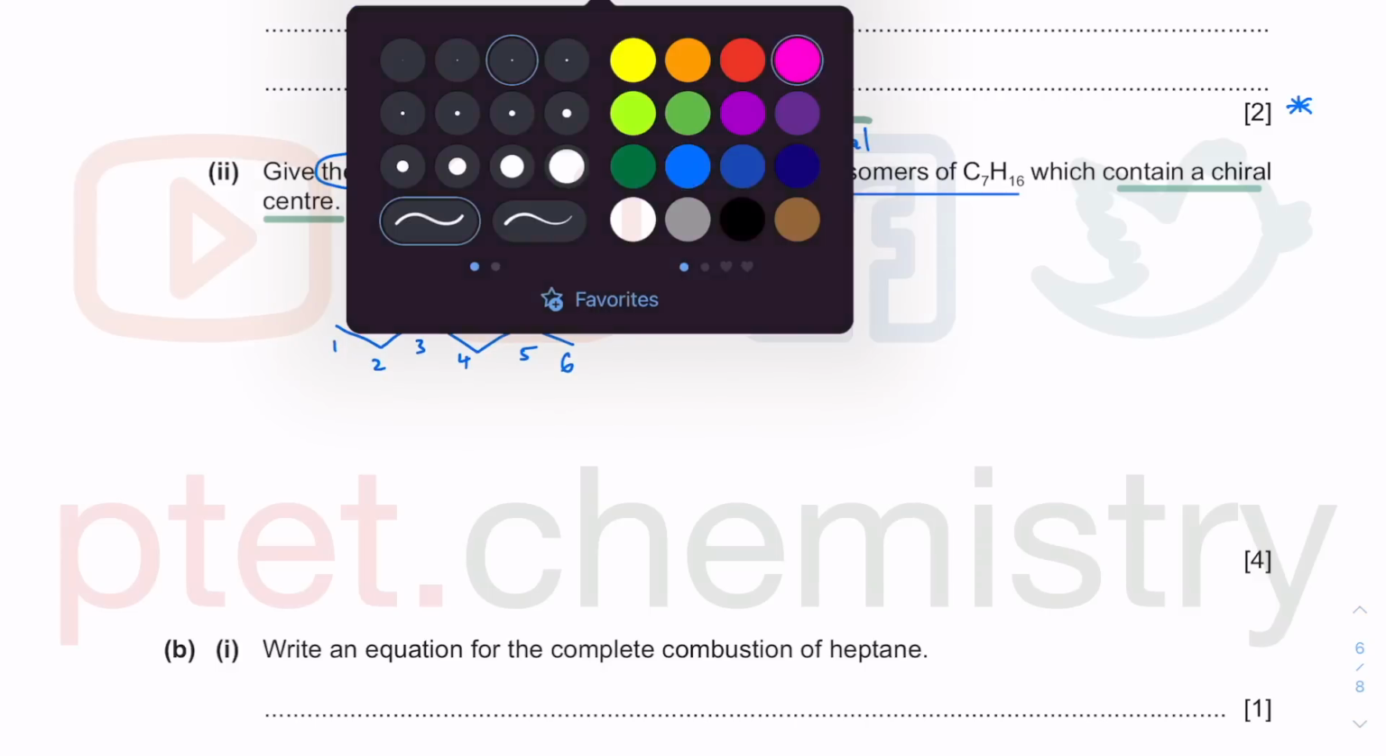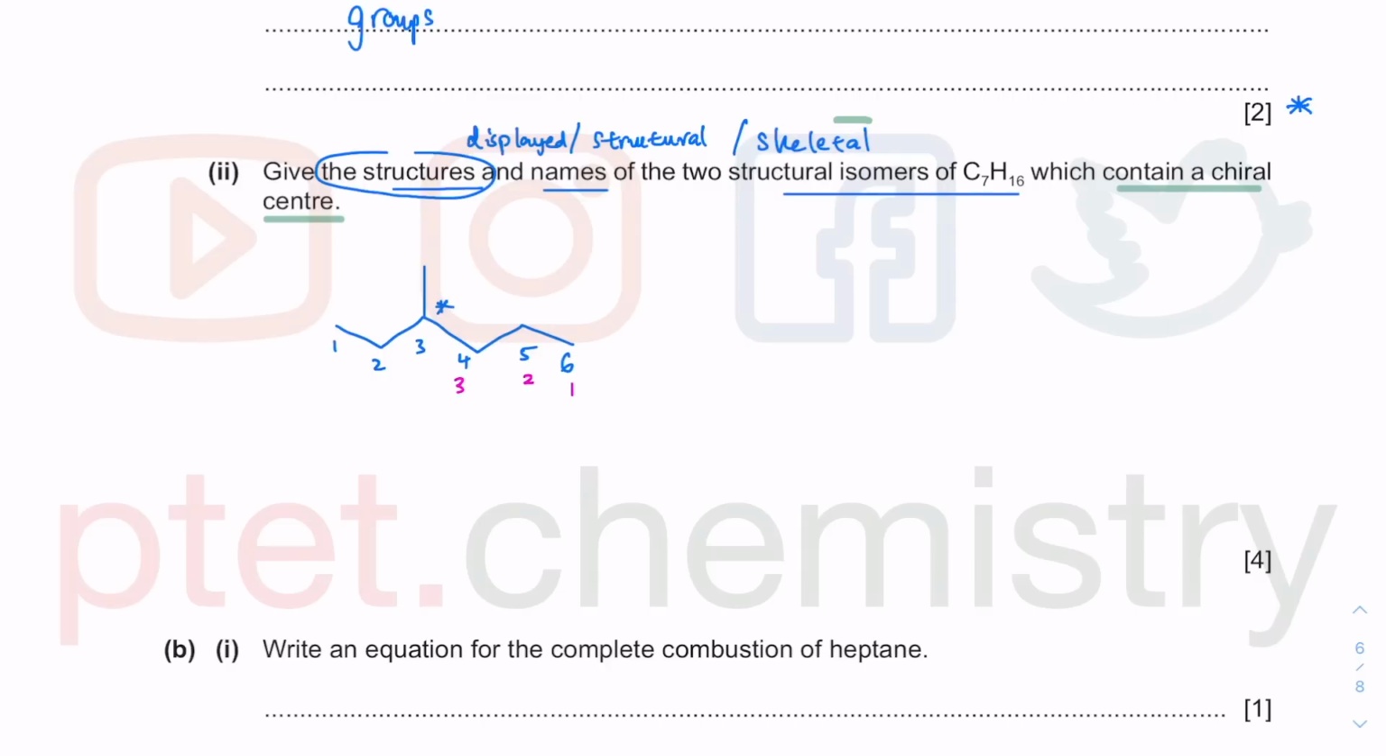That would be alright, but if you are thinking about the other way around, the pink one will not be alright, because the branch group is at position 4. 4 is bigger than 3, so the pink one is not correct. You want the lowest number for the branch. So what we get must be 3-methyl, because your side chain is a CH3 methyl branch, and 6 carbon is hexane.